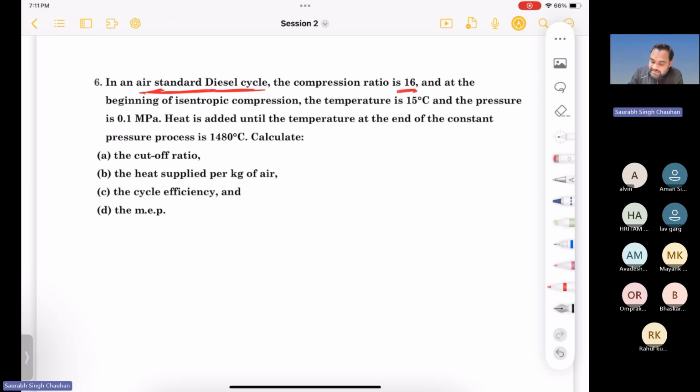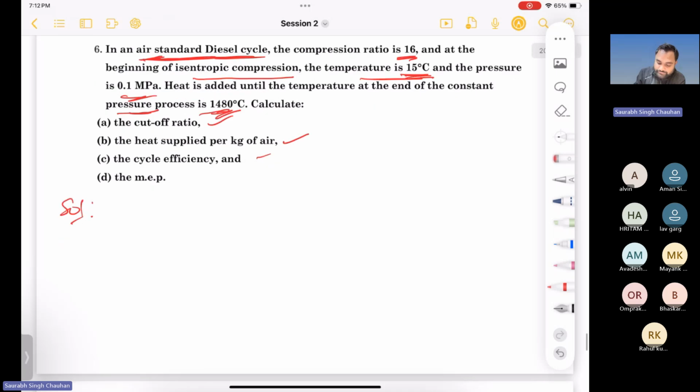At the beginning of isentropic compression, the temperature is 15 degrees Celsius and the pressure is again 0.1 megapascal. Heat is added until the temperature at the end of the constant pressure process is 1480 degrees Celsius. We have to find the cutoff ratio, the heat supplied per kg of air, cycle efficiency, and mean effective pressure. Okay, so again we will make the diagram.